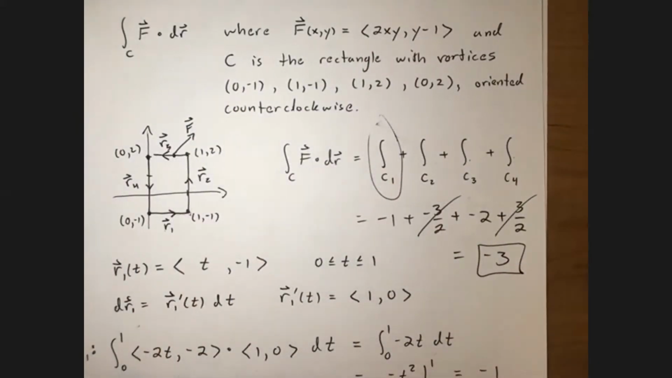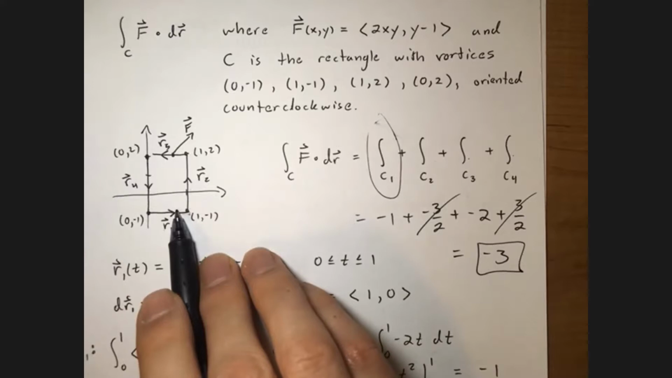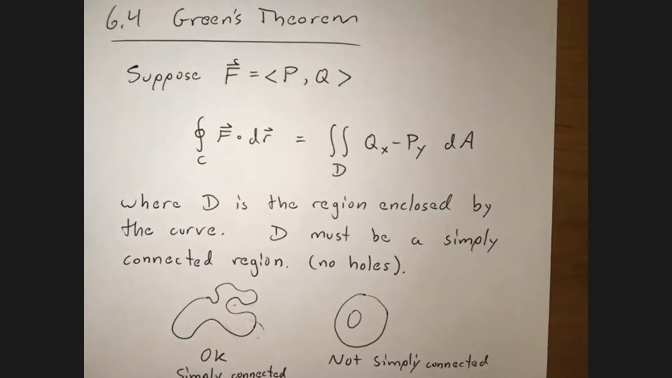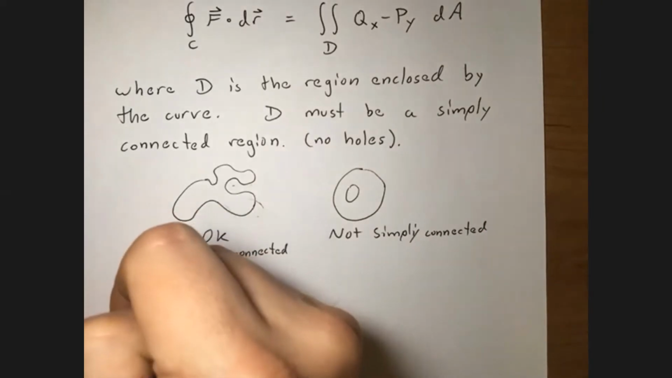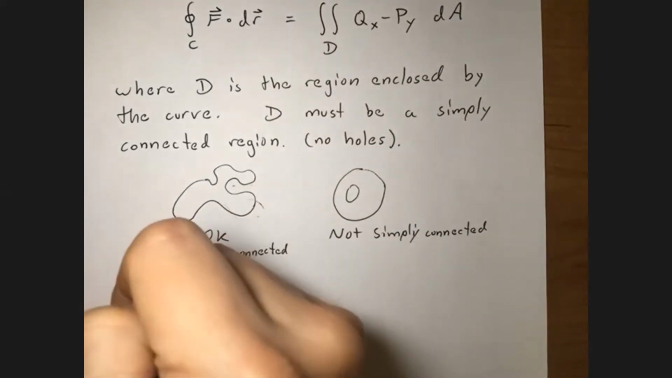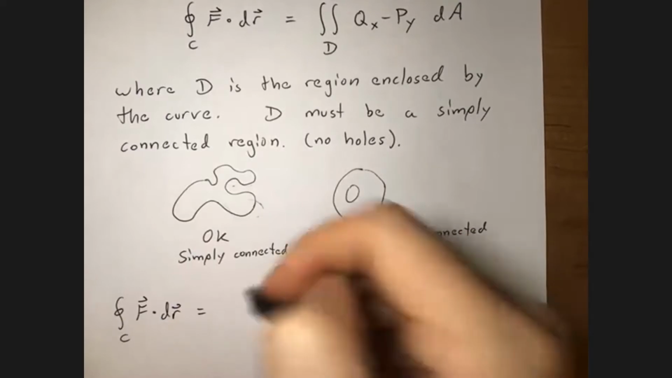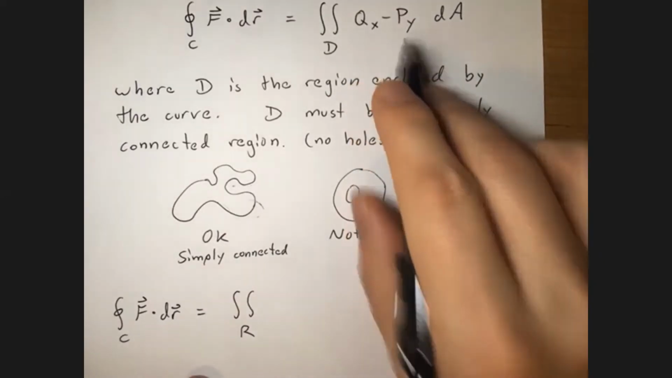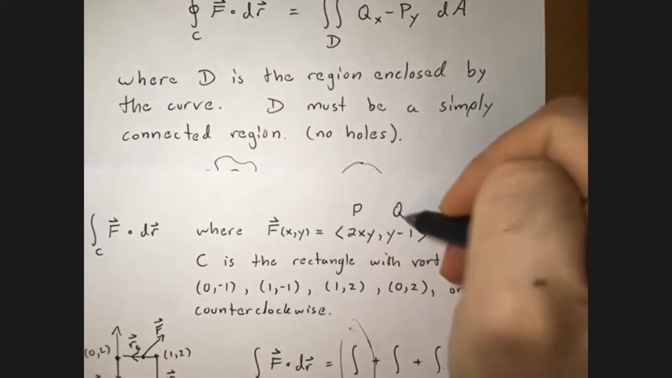Let's do this using Green's theorem. Because this rectangle is a simply connected region, what we know is that the integral around our curve is just a double integral over the rectangle, let's call it R, of qx minus py. Well, what was our vector field? This is p and this is q.